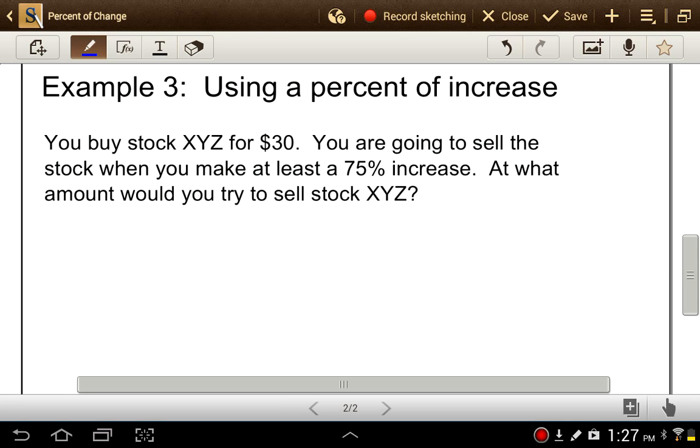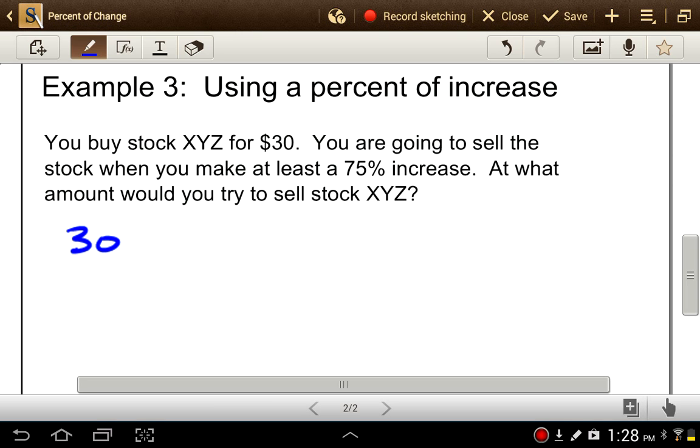In your mind you might have an idea. I paid $30 for this originally. I want it to go up 75%, and once it goes up 75%, I'm going to try to sell it and make my money off that. That's how you make money on the stock market, by selling when it's higher than when you bought it. So how do I do this? Well, I want to know what my increase is. So I'm going to take my original amount, 30.